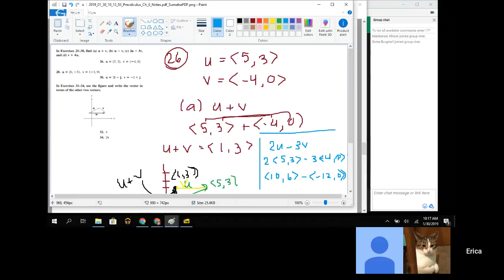All right, and then you're just going to subtract them, right? So it would be 10 minus a negative 12, so it would be 22, and 6 minus 0 is 6. So your new vector would be at 22, 6 if you graph that all out, and you would get the same thing.